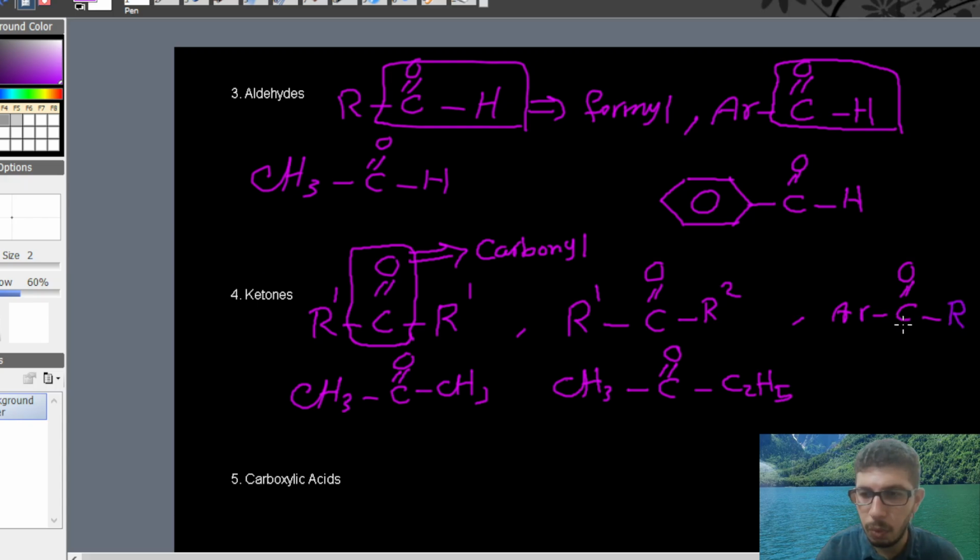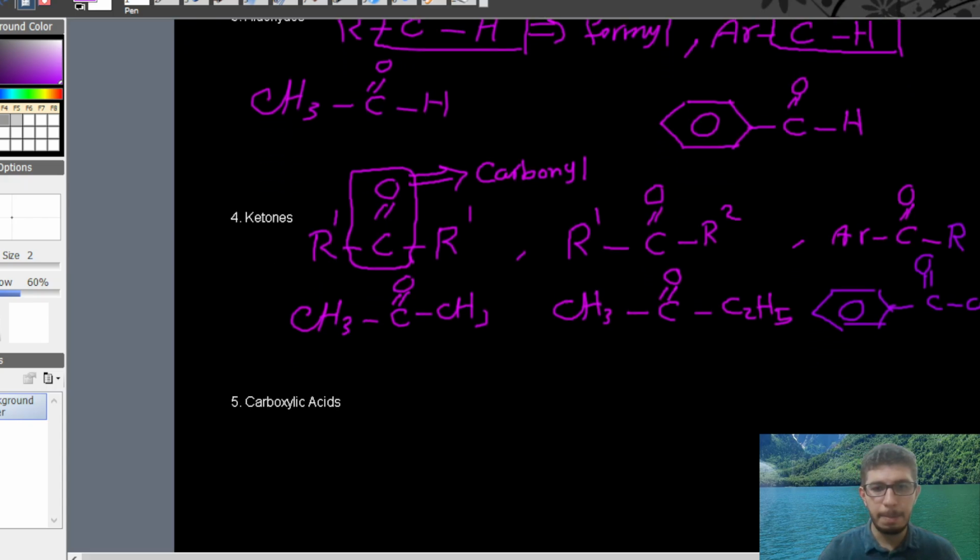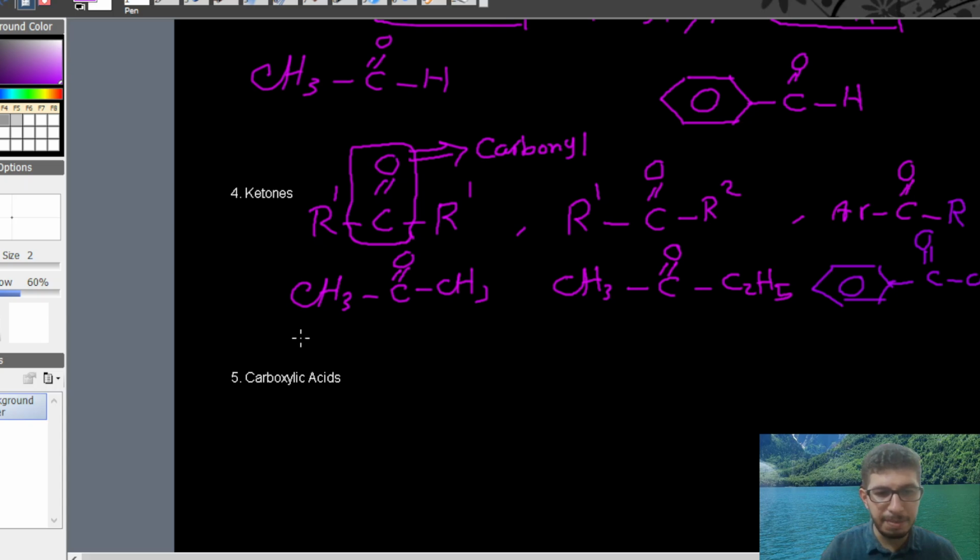Let's remove one. So what is the example here? Something like this: a benzene, then C double bond O, then let's say CH3. So this is actually a ketone, right? It could also be something like this: two aryl groups attached to the carbonyl group in the middle. So on both sides, we have two aryl groups.